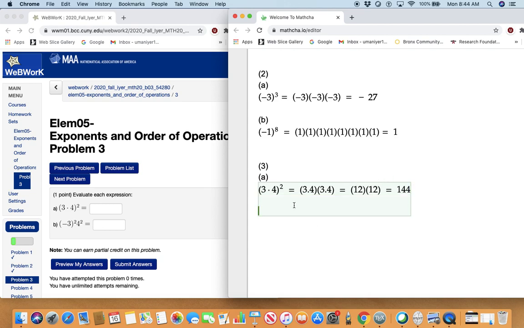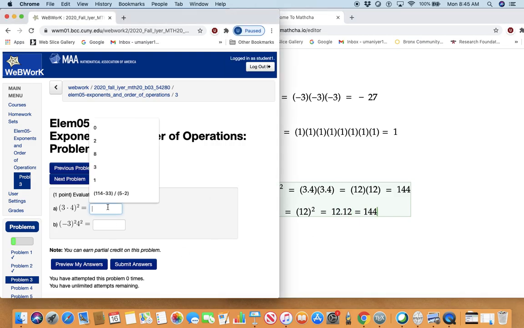Another way of approaching it is parenthesis first. First simplify the parentheses. What is inside? 3 times 4, power 2. So I simply write parentheses first. Inside the parenthesis is 12. So it's 12 power 2, which is 12 times 12, which is 144. Either way is fine.